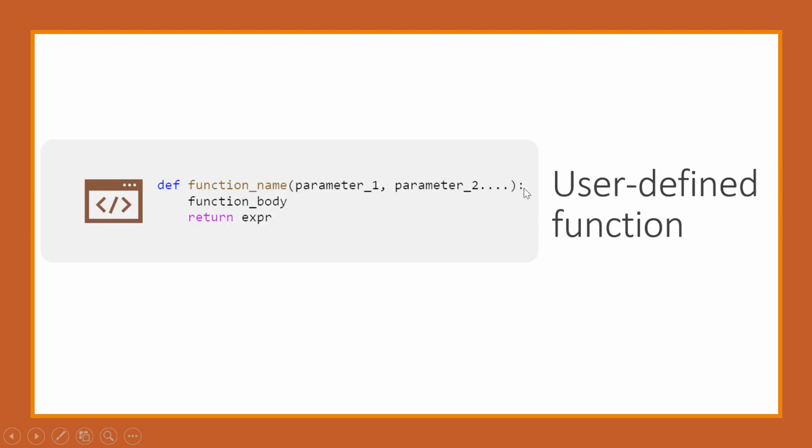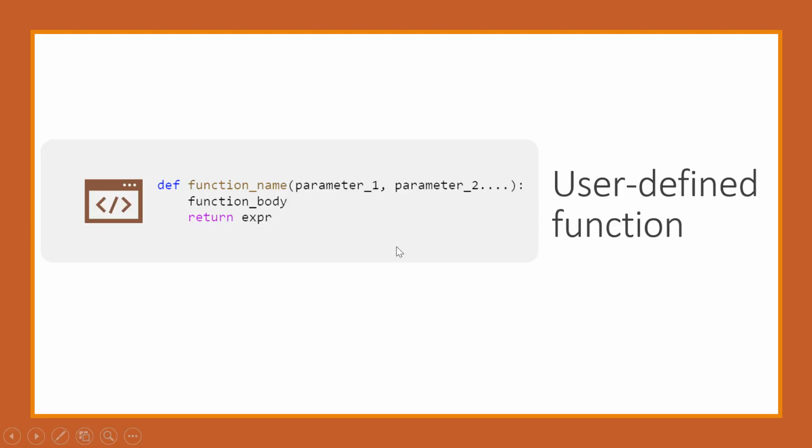So after defining the parameters and closing the parenthesis, we have to use this colon. After the colon, we have to define the function body. Here you can see easily the function body has some indentation so that the Python interpreter can understand this function body comes under this function. And in the last, we can use a return statement in our function to return a certain value.